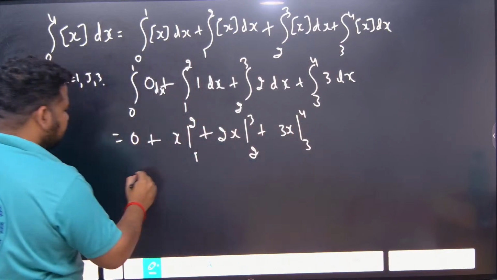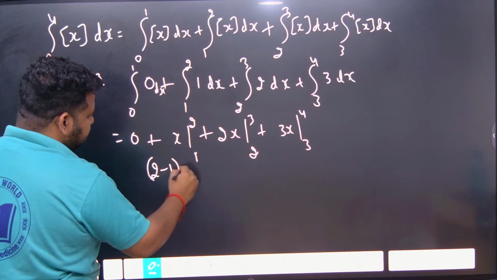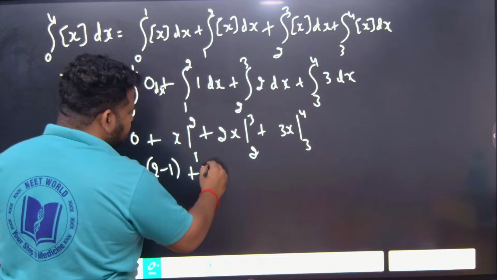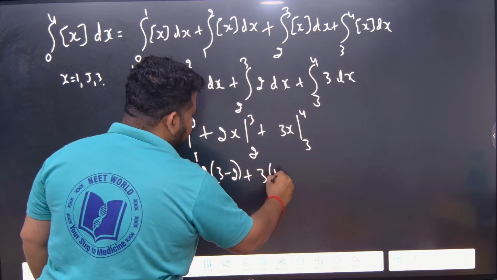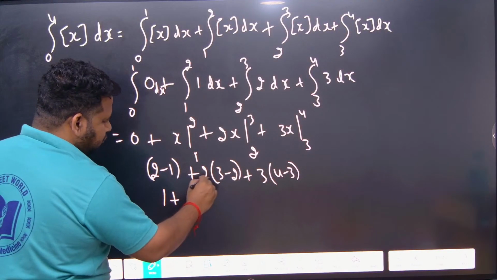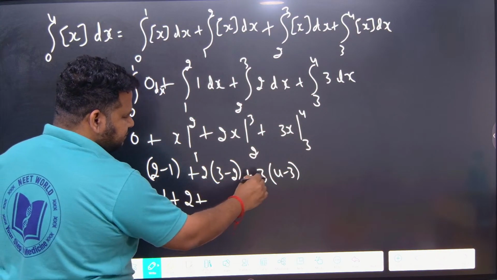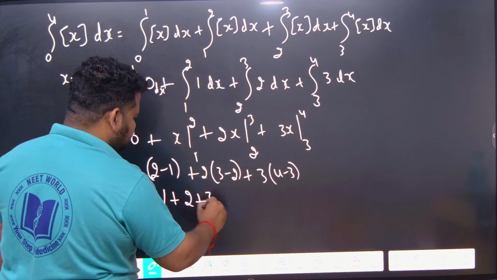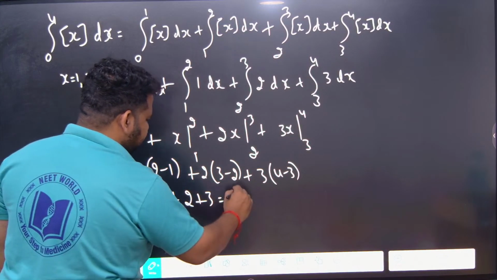Now let us put the values. This will become 2 minus 1, upper limit minus lower limit. This will become 2 into 3 minus 2. This will become 3 into 4 minus 3. 2 minus 1 is 1. 2 into 3 minus 2 is 2. 3 into 4 minus 3 is 3, since 4 minus 3 is 1. So 1 plus 2 plus 3: 3 plus 2 is 5, 5 plus 1 is 6.